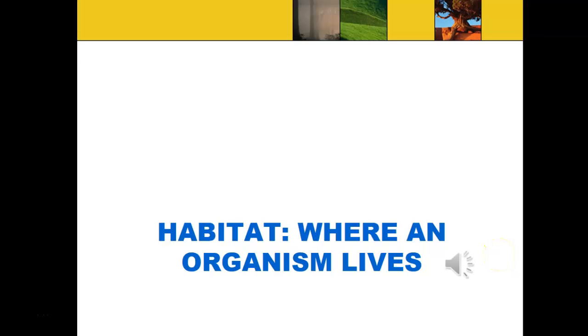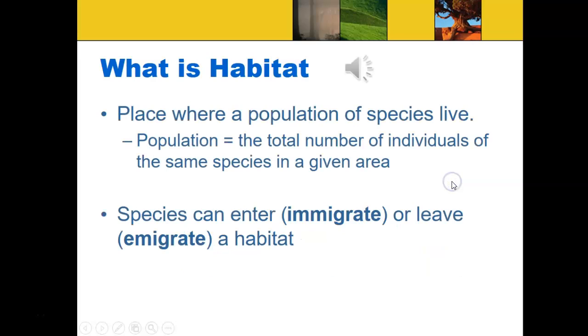The second part of this chapter is looking at habitat. We looked at species, and so now we're going to look at where those actual species live. So what is habitat? It's a place where a population of species lives. And again, population just refers to the total number of individuals of the same species in a given area.